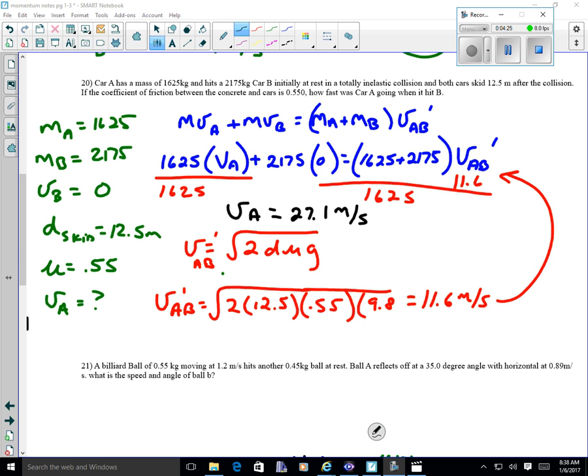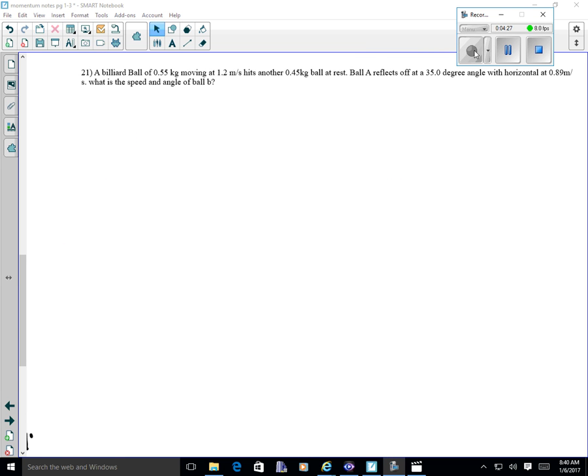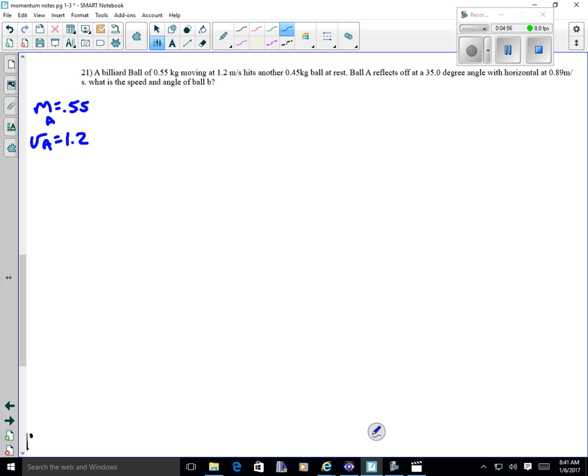This next one is very, very long, so give yourself plenty of room to write, and it can be sort of a nasty problem. Okay, I have a billiard ball of 0.55 kilograms, and let's just call that ball A here. It's moving at 1.2 meters per second, and it hits another ball. The mass of ball B is going to be 0.45 kilograms.